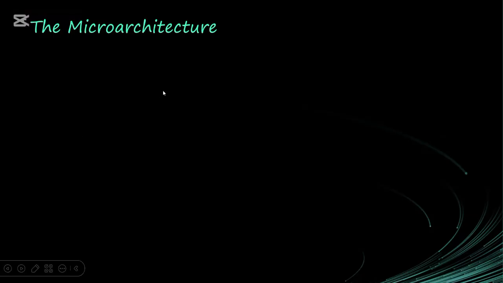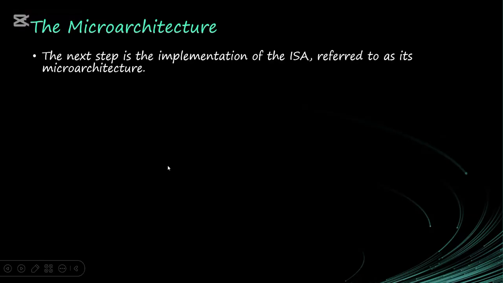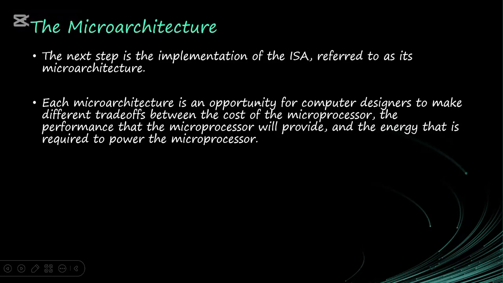Now, different companies can implement it in any way they want. This is the reason why some will be implemented using different technologies, and they can be faster or more expensive. So the microarchitecture is the implementation of a particular ISA, and different people can implement the ISA any way they want. Each microarchitecture is an opportunity for a computer designer to make different trade-offs between the cost of the microprocessor, the performance of that microprocessor, and the energy that's required to power the microprocessor.